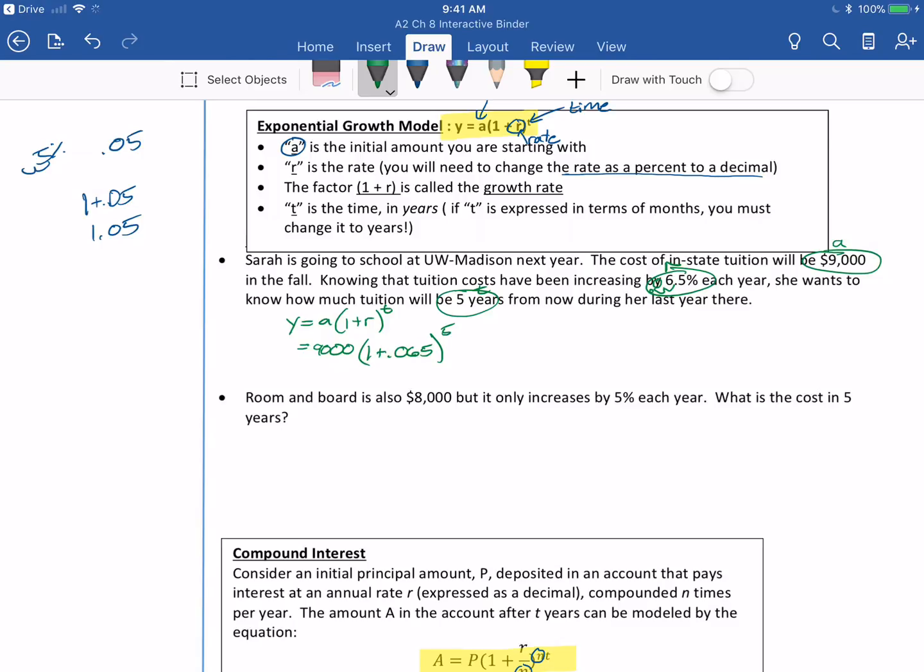Now PEMDAS tells me I have to add in the parentheses first. So I have 9,000 times 1.065 to the 5th power. In your calculator, you can just do 1.065 to the 5th power, hit equals, and then multiply by 9,000, and you should get $12,330.78. Awesome. Try that in your calculator a couple different ways. Make sure you know how to get that so you can repeat it in the next couple of problems in this chapter.